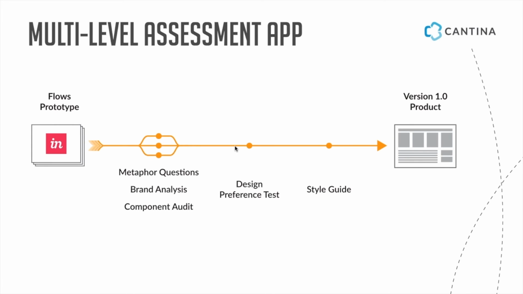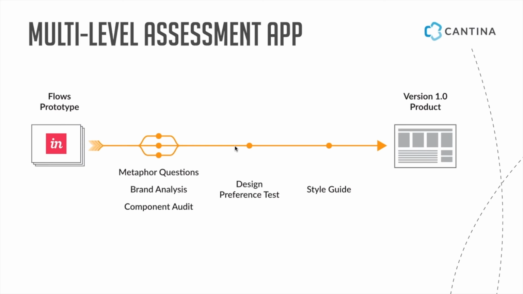And then we took the top 3 components. We focused specifically on buttons, some type styles, and then there were a lot of form fields involved in this particular app. So we took those 3 components and put together a design preference test using those things. The example I showed earlier actually was a screenshot from that test.